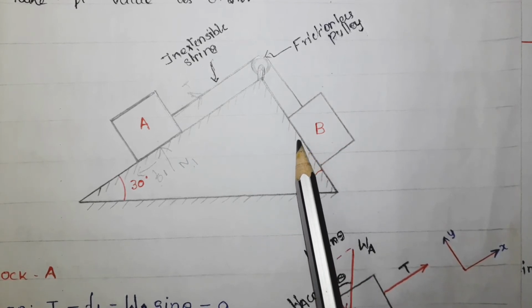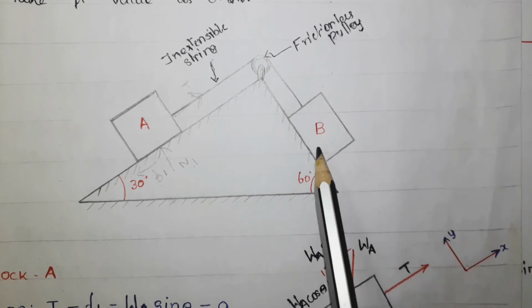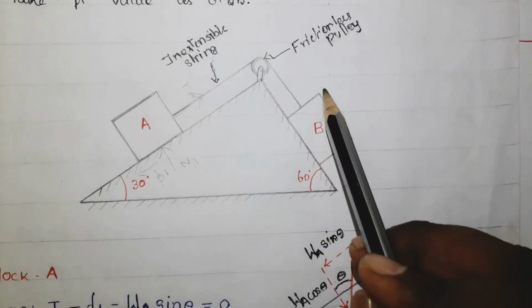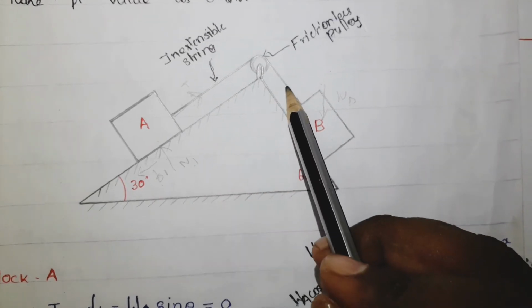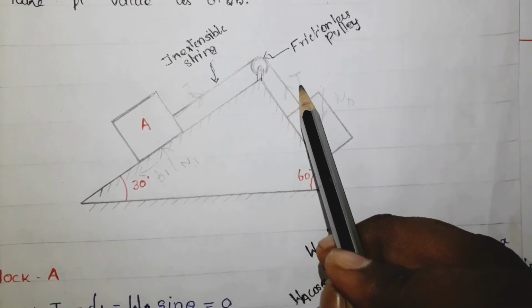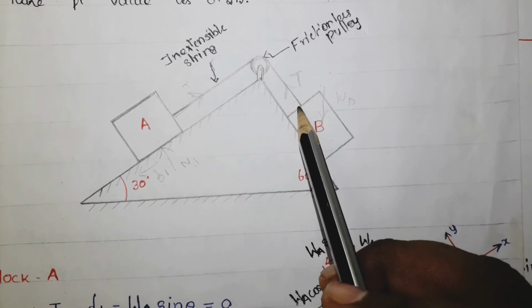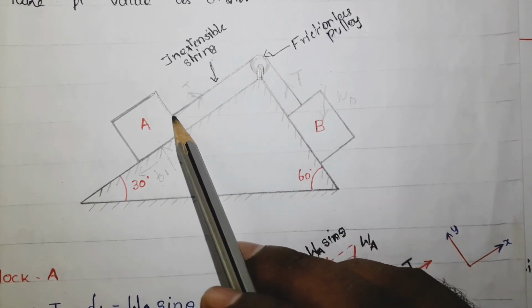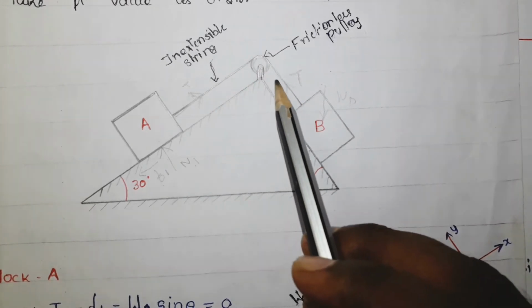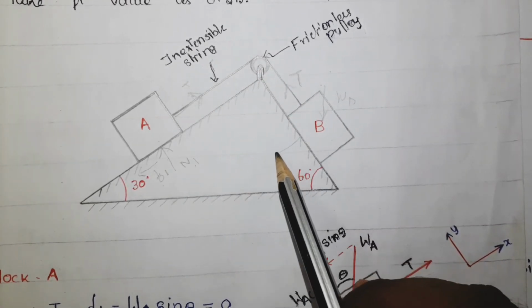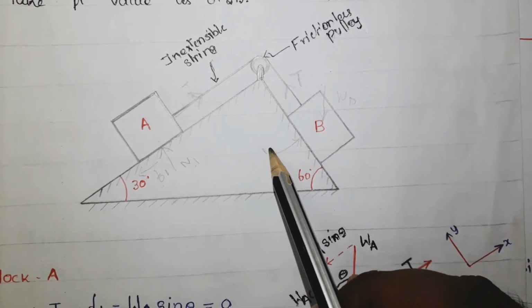First, let us check how many forces are associated with this block. The first one is its weight, WB. The second one is the tension, which is here. This is the direction of the tension, which goes away from this block. Here also it goes away from this block. Now the entire string is in equilibrium. And the third one is the normal reaction, N2.